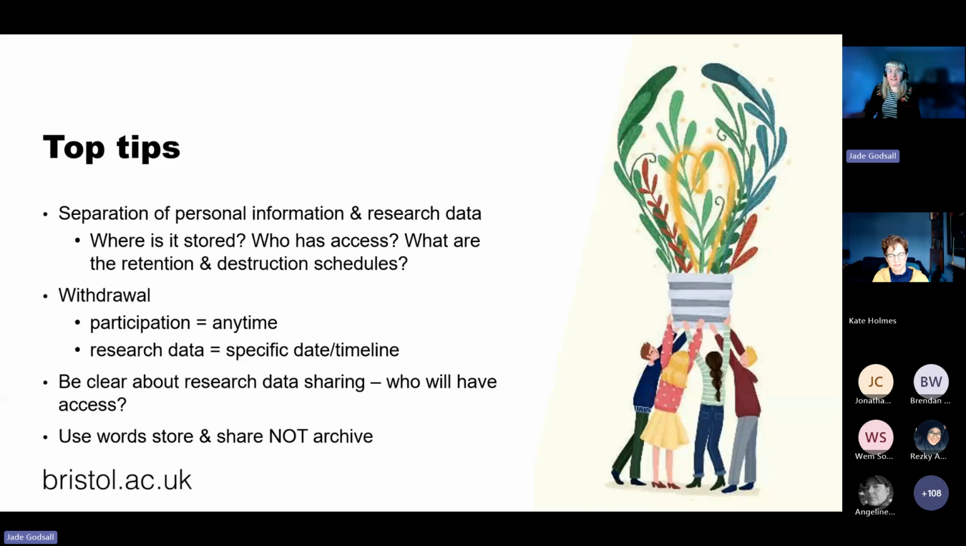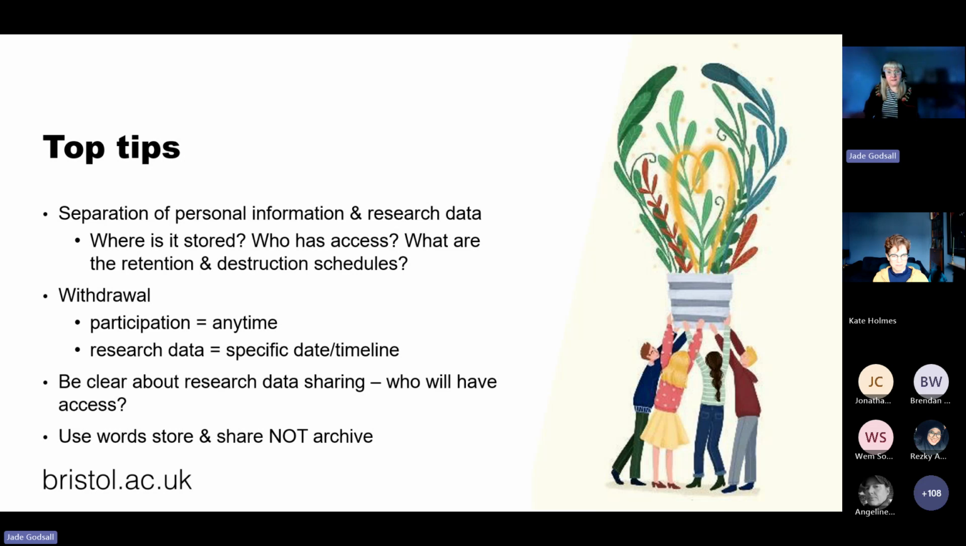So, top tips again. Participants should be aware of where personal information and research data is stored, who has access, and what the retention and destruction schedule is, as those data should be stored separately, and they're going to have different retention schedules and requirements. Again, you can find further guidance on your local institution web pages, either from the record keeping offices or research data services.